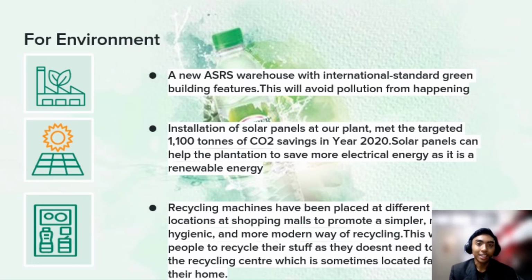For the second one, which is for the environment, the first one is a new ASRS warehouse with international standard green building features. This will avoid pollution from happening. The second one is installation of solar panels at our plant. Met the target of 1,100 tons of carbon dioxide savings in year 2020. Solar panels can help the plant to save more electrical energy as it is a renewable energy.